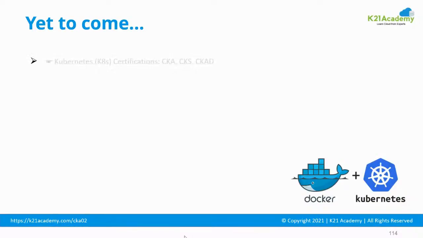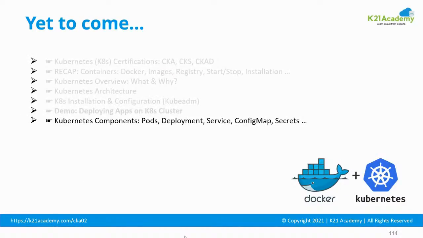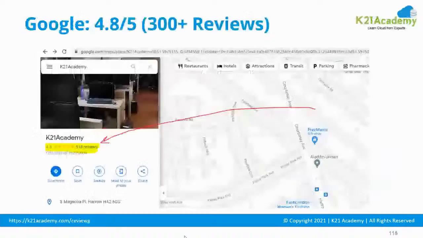Now, as I said, yet to come, based on whether we see enough comments, we'll be talking about Kubernetes components like pod, which we briefly touched on, but also deployment, services, config map, secrets, and then Kubernetes networking, Kubernetes storage, and then questions that are yet to be done.